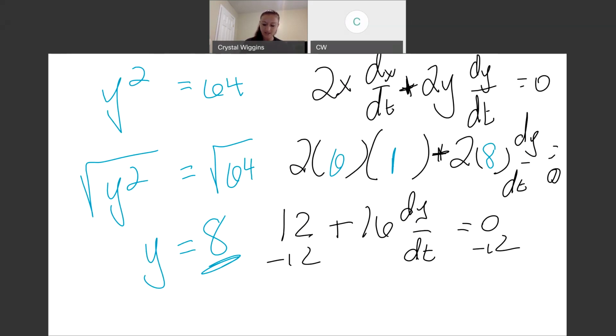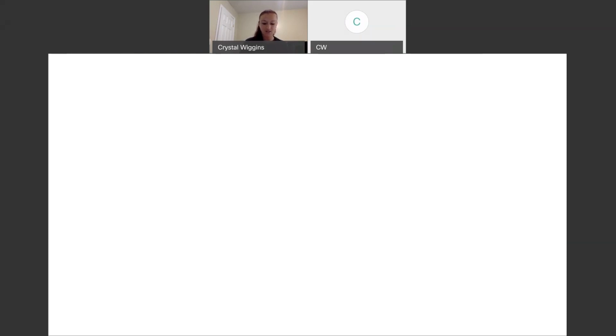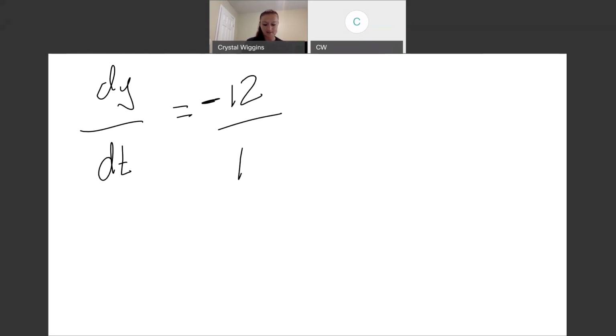Subtract 12 on both sides, we get 16 dy/dt is equal to negative 12, and divide by 16 on both sides. So we get dy/dt is equal to negative 12 divided by 16. Now let's reduce this so it's a little prettier to look at. That's negative 3/4, and we would label this feet per second.